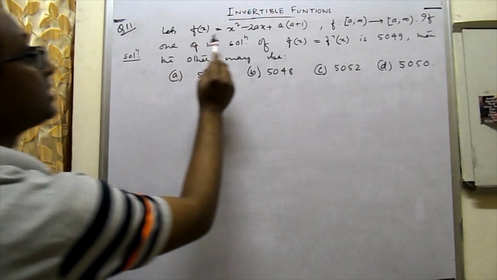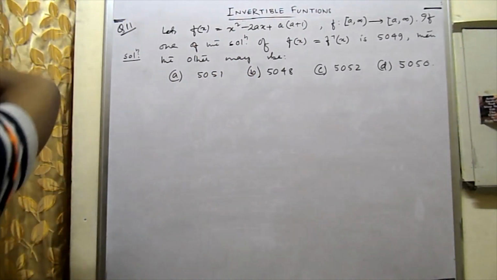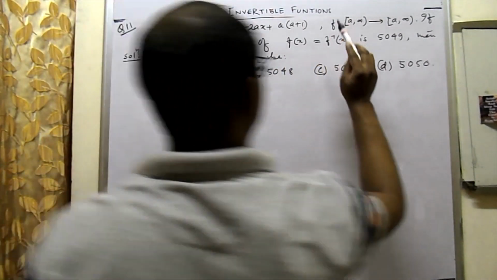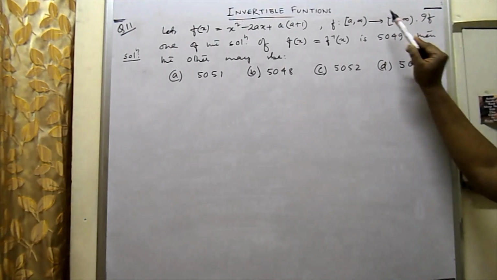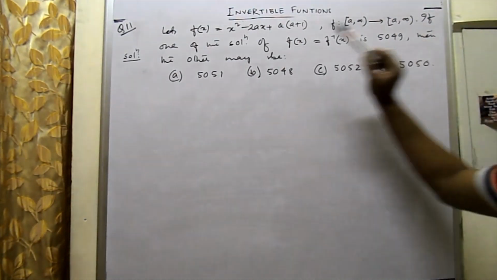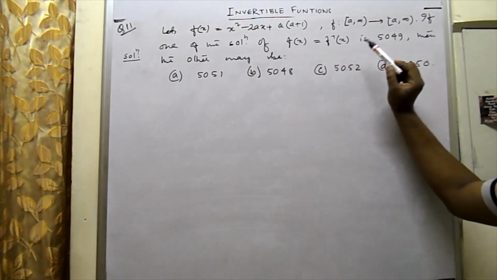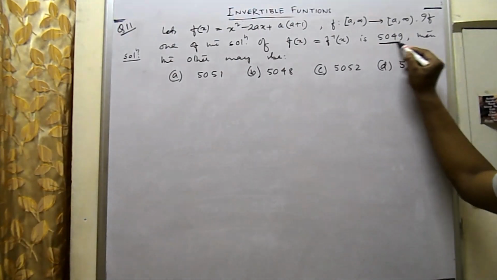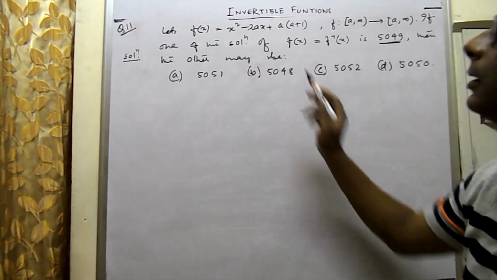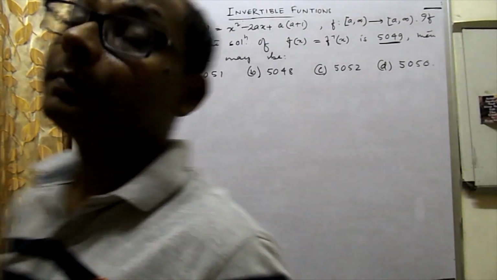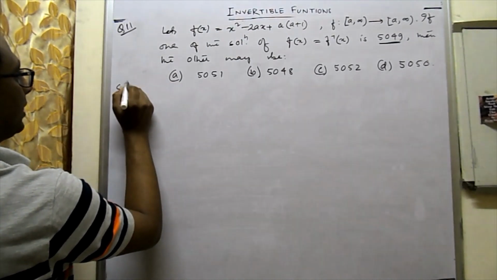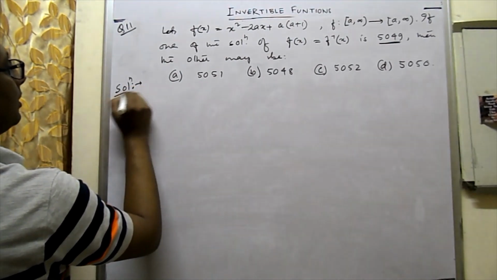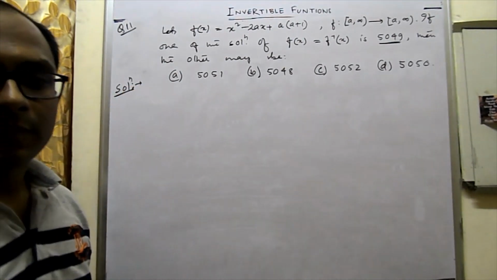Okay, and let fx equal to x square minus 2x plus a whole into a plus 1, where the function is running from a close interval to infinity to a close interval infinity. And if one of the solutions of fx equal to f inverse of x is 5049, then the other solution may be. This is an MCQ, and this is a more than one correct type of question.